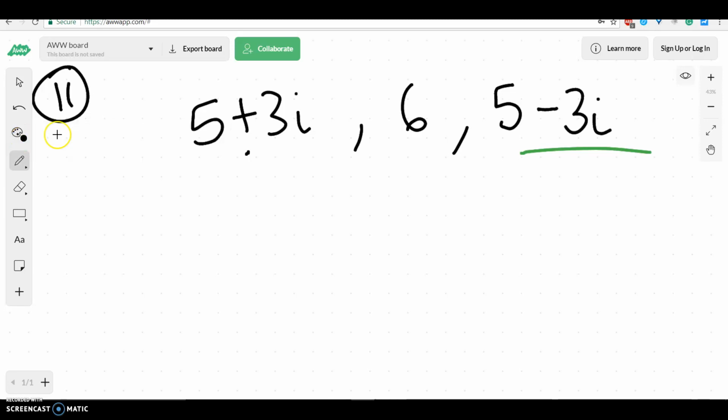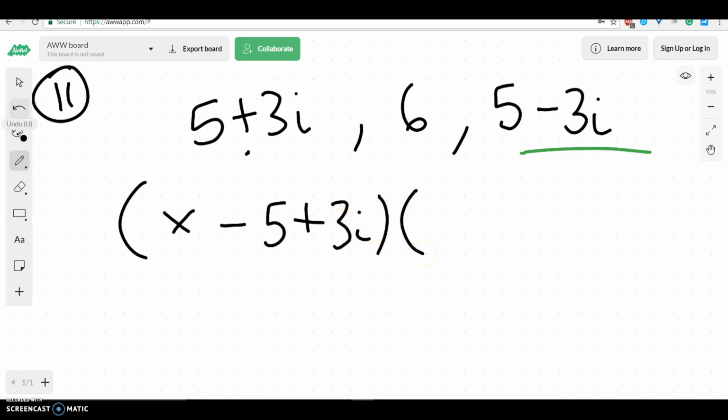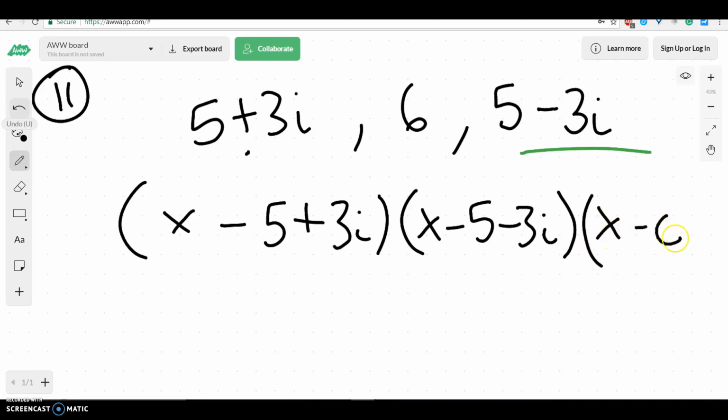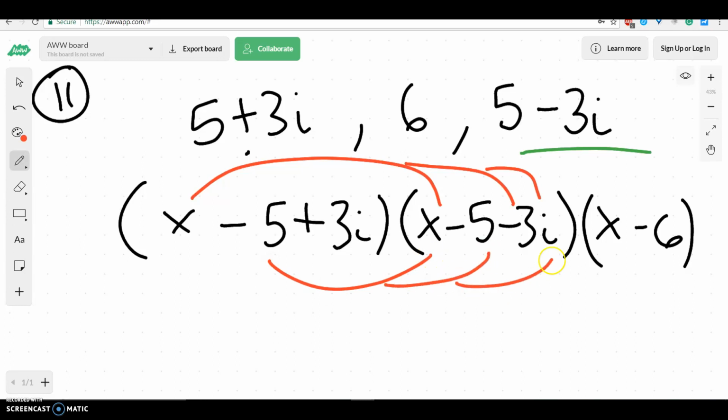Well, now we're just going to write this in standard form, which means we have to write these as factors. So I'm going to say x minus 5 plus 3i. I'm going to write this one next to it, so x minus 5 minus 3i. And then we're going to write this one as x minus 6. After that, we're going to multiply these out. This one is a little bit annoying because you have to multiply all three terms, so it's going to get a little bit messy, but shouldn't be too bad.